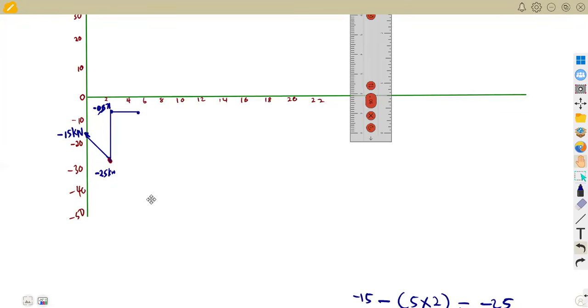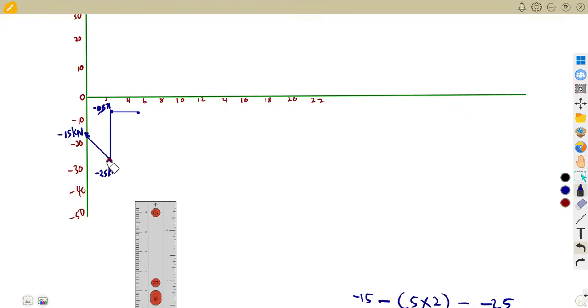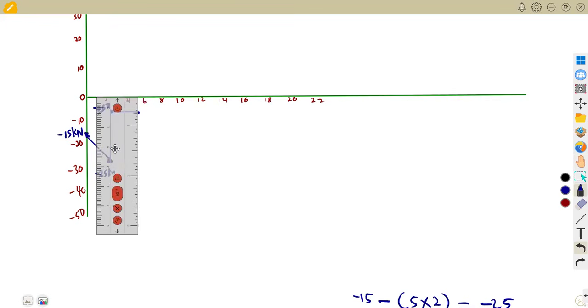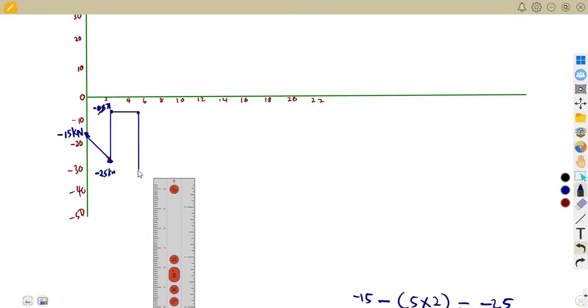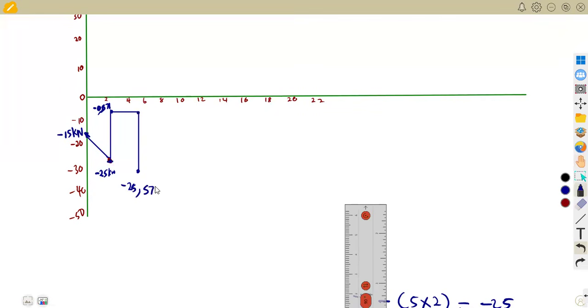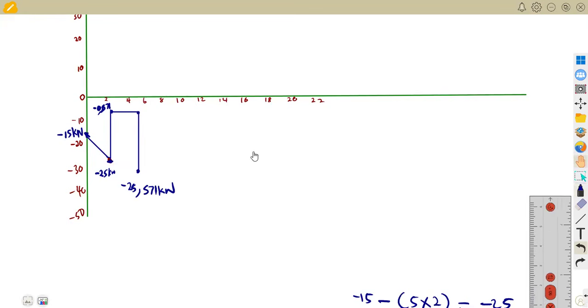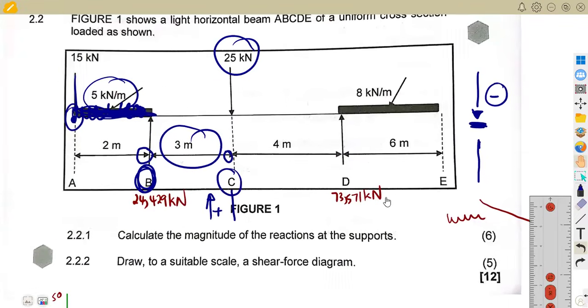So you're going to draw a vertical line up to that negative 25 that we have, which is just approximately just below this, because this was at negative 25, just slightly before that point. All right, slightly after, like this, just somewhere. Okay, that will be at negative 25,571 kilonewton.